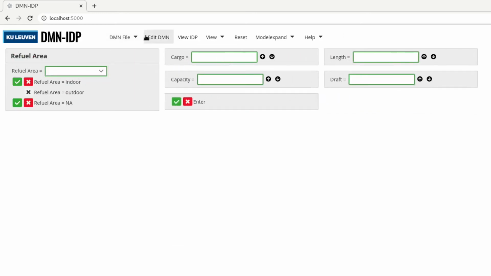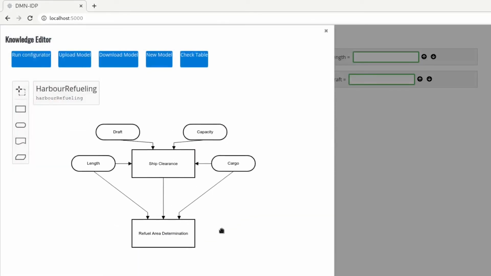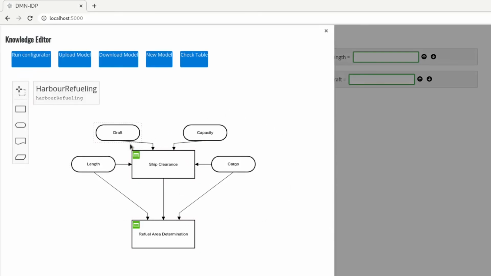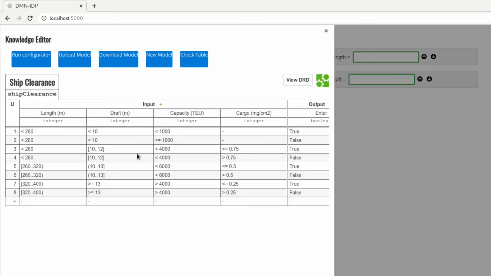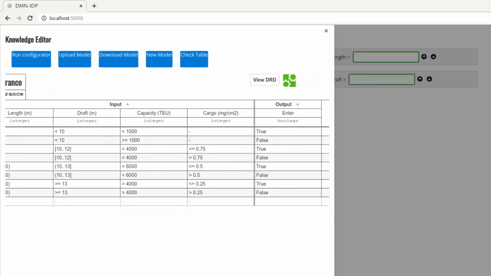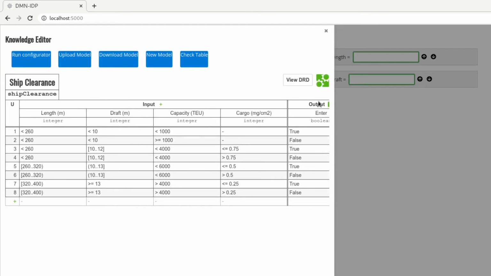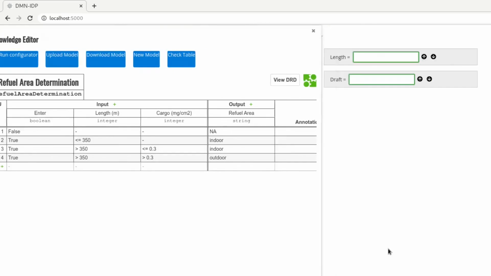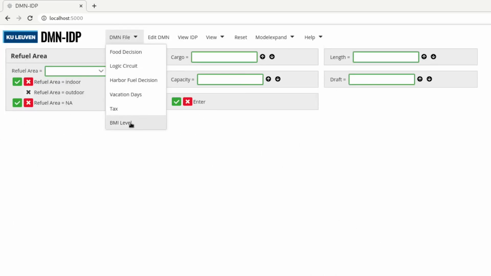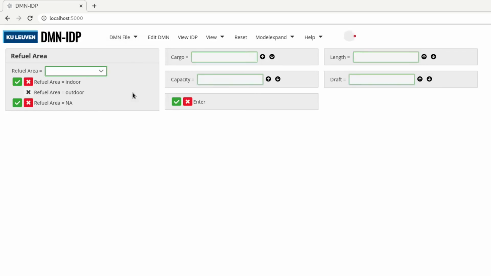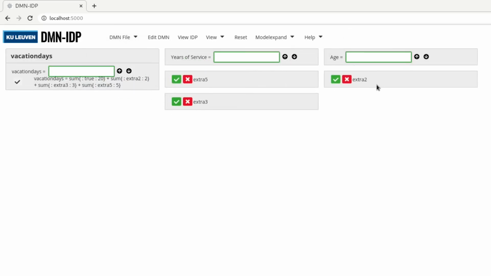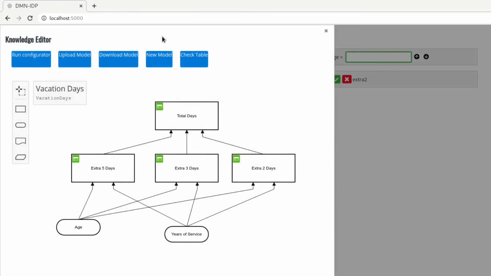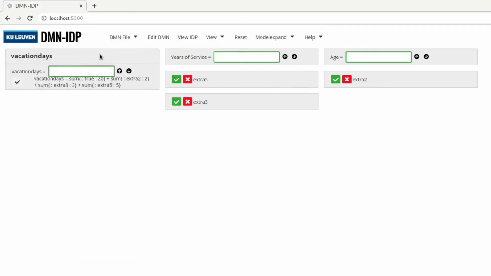Another example is the harbor fuel example, in which we want to first decide whether or not a ship has clearance, whether they're allowed to enter a certain harbor. This is based on their length, draft capacity, and their cargo. And then in a second step, we decide where they are allowed to refuel, whether it be indoor or outdoor. Another example is the vacation days example, in which we try to calculate how many vacation days an employee is eligible to, using their age and years of service as inputs.